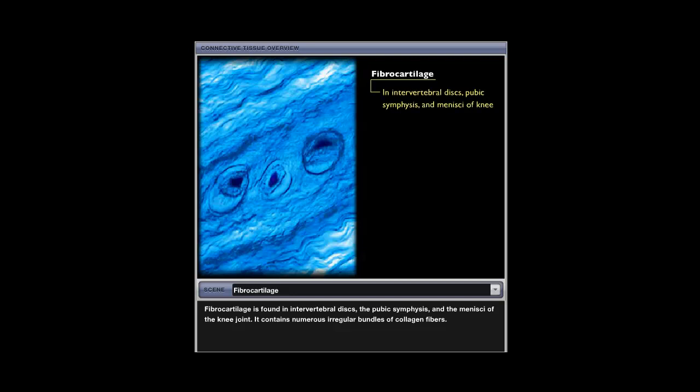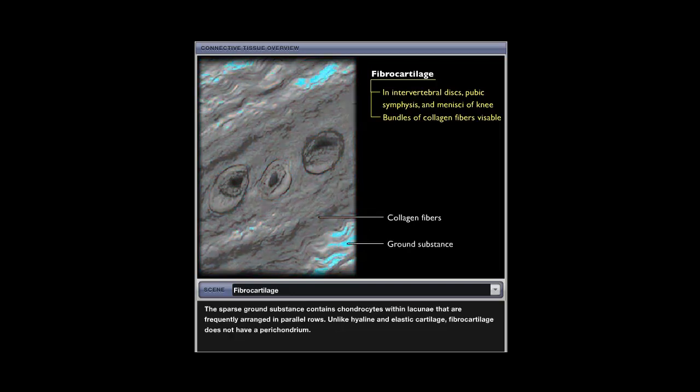Fibrocartilage is found in intervertebral discs, the pubic symphysis, and the menisci of the knee joint. It contains numerous irregular bundles of collagen fibers. The sparse ground substance contains chondrocytes within lacunae that are frequently arranged in parallel rows. Unlike hyaline and elastic cartilage, fibrocartilage does not have a perichondrium.